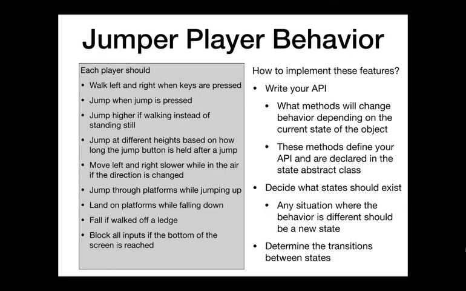So how do we do this? I recommend these steps in this order. Start with the API. What are the methods that are going to be called that I'm going to defer to the state? What state should exist? So what situation can my player be in where I'm going to have different sets of behavior from my API methods? And then finally determine what state transitions. How do I transition between these states? What method calls or what events are going to happen where my state is going to change my state?